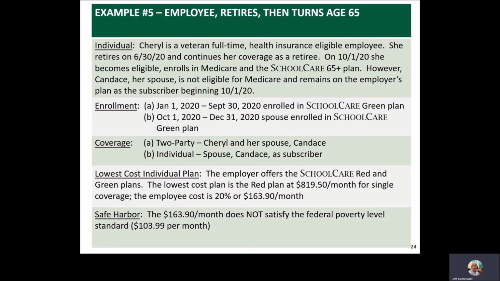Regarding the lowest cost individual plan, we need to calculate this for the months that Cheryl is employed. The employer offers the School Care Red and Green plans. The lowest cost plan is the Red plan at $819.50 a month for single coverage. The employee cost share is 20%, or $163.90 per month. This amount does not satisfy the federal poverty line of $103.99 per month that the employer is using.